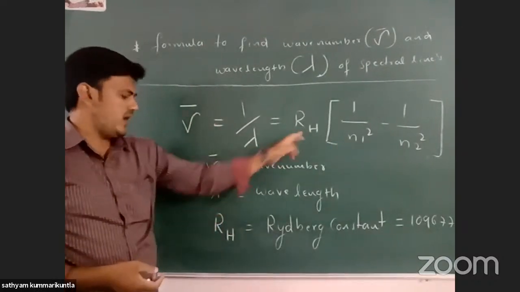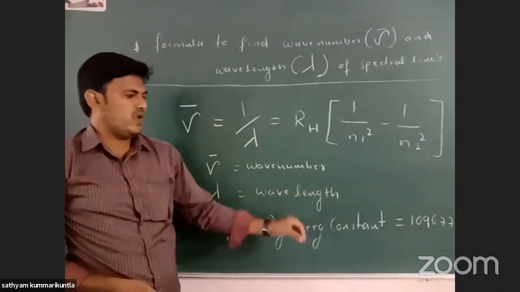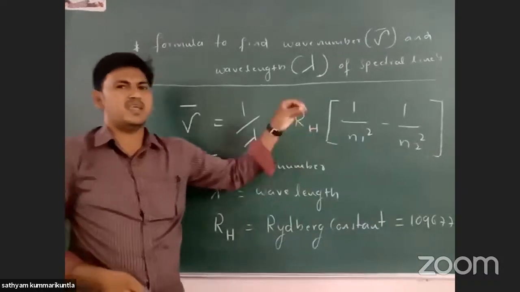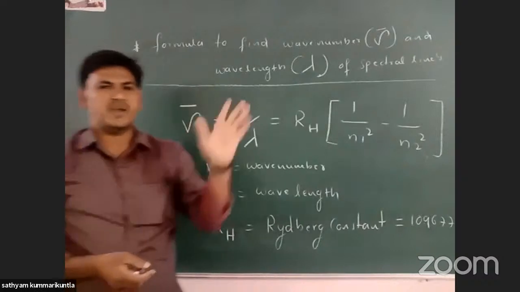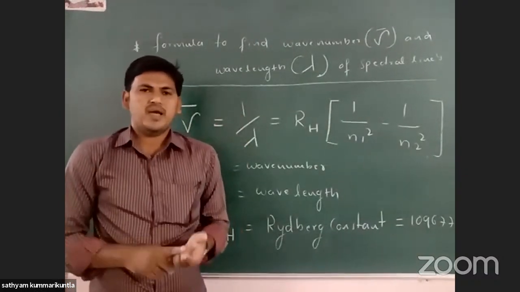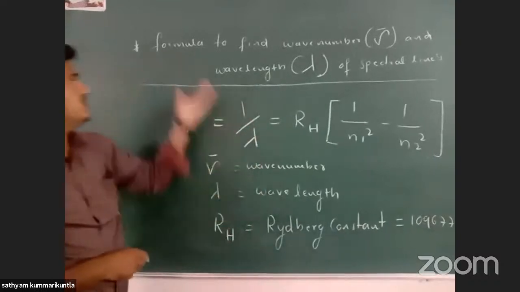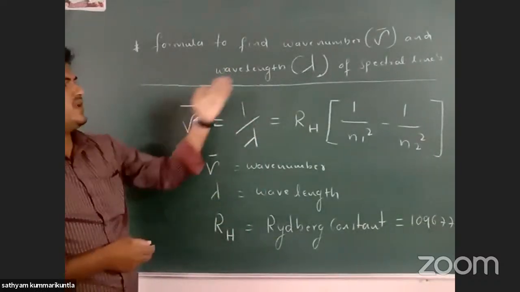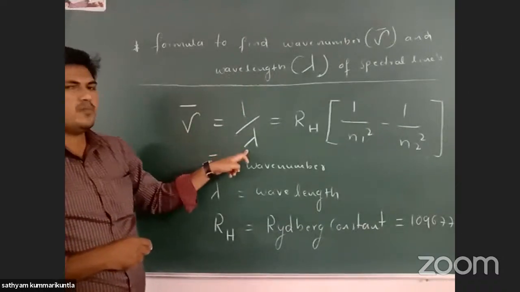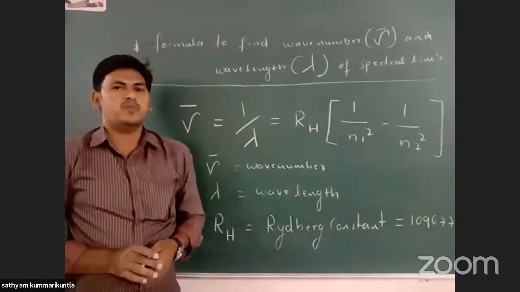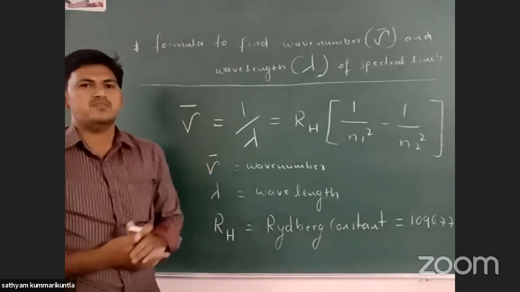Very important is RH, that is the Rydberg constant, and its value is 109,677 per centimeter. So the hydrogen spectrum is completed. First, the spectral lines: Lyman, Balmer, Paschen, Brackett series. Next, the table form, and next the formula to find wave number and wavelength of spectral lines. It is an important formula in JEE and NEET also. u bar equals 1 by lambda equals RH into 1 by n1 square minus 1 by n2 square. So the hydrogen spectrum is complete.